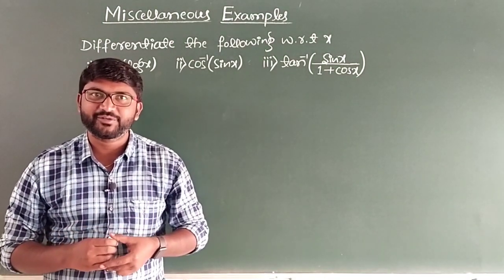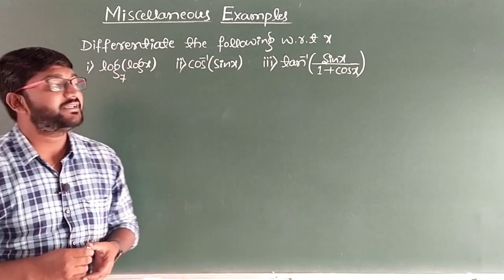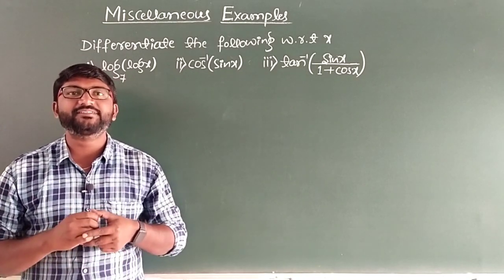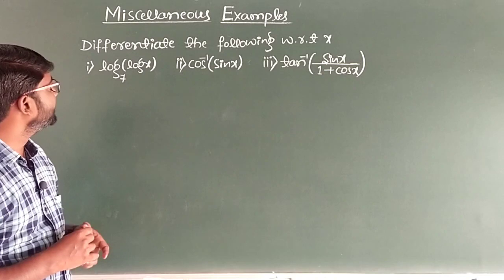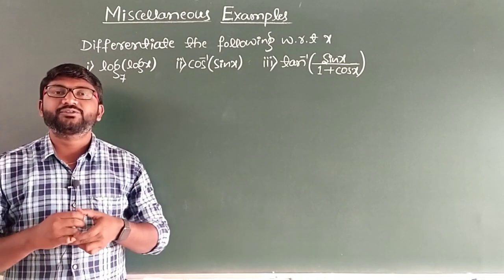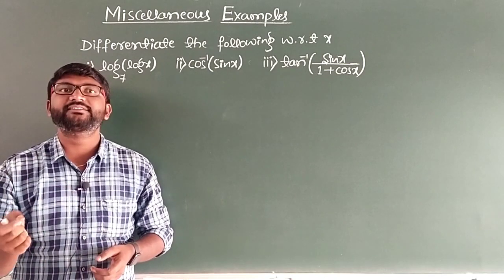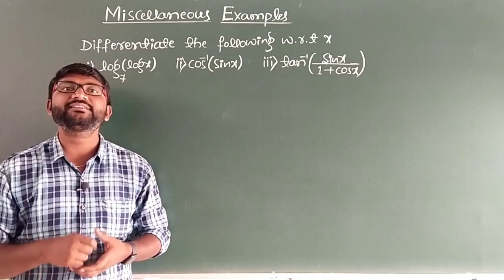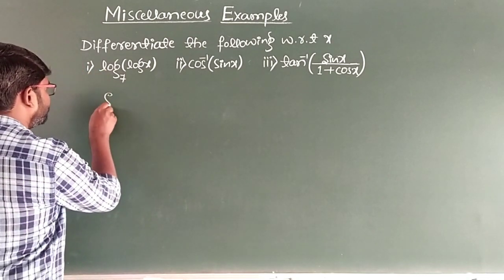So in the last class we have completed exercise 5.8. In today's class let us solve some of the miscellaneous examples. In that the main question is: differentiate the following functions with respect to x. The first one is log of log x to the base 7. I will be solving only the important miscellaneous examples as well as miscellaneous exercise problems. You will have to practice the remaining problems. So let us take up the Roman number 1 here.